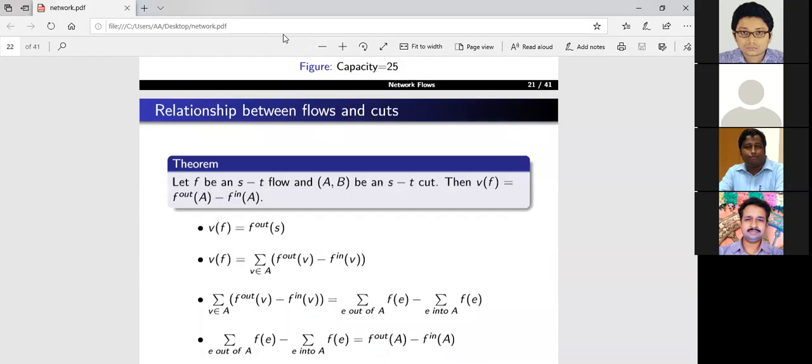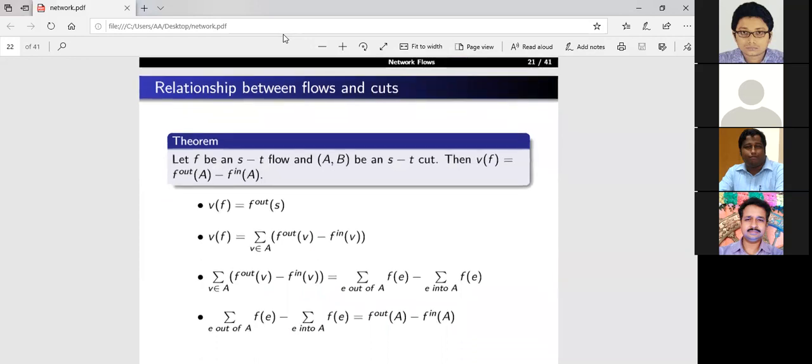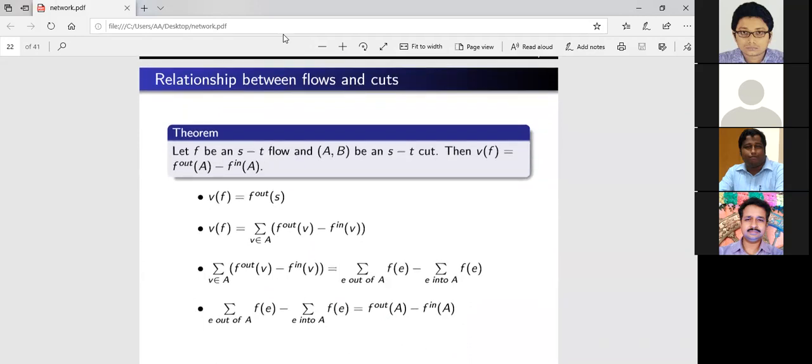Cuts. Let AB be an ST cut. Then the value of the flow is equal to F out of A minus F in of A. So if you take any ST flow, and AB is a cut, then the total value that is going out of A minus the value that is coming into A, that is the value of the flow.